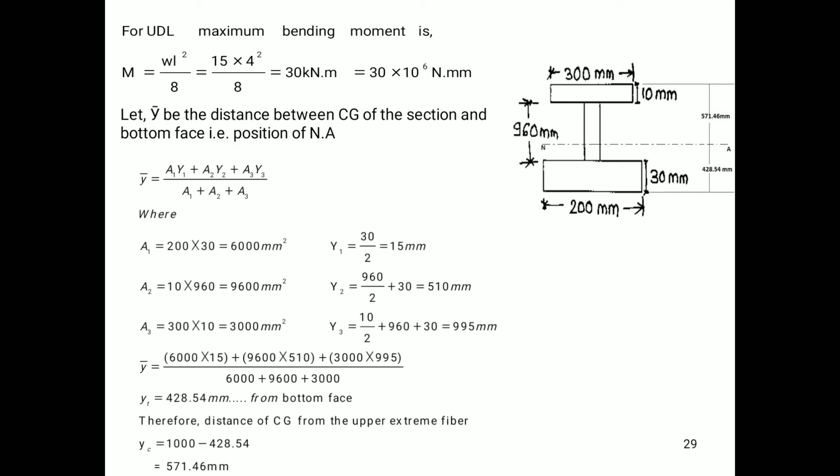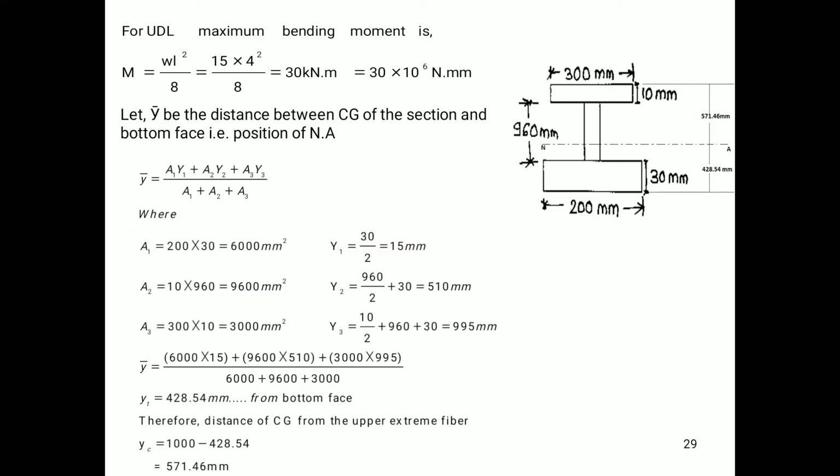Now for section 1, this is section 1. We have the area as 200 into 30, because the width of the flange is 200 mm and its depth is 30 mm. Therefore A1 will become 200 into 30, that is 6000 mm square. This is the value of the area of this section.